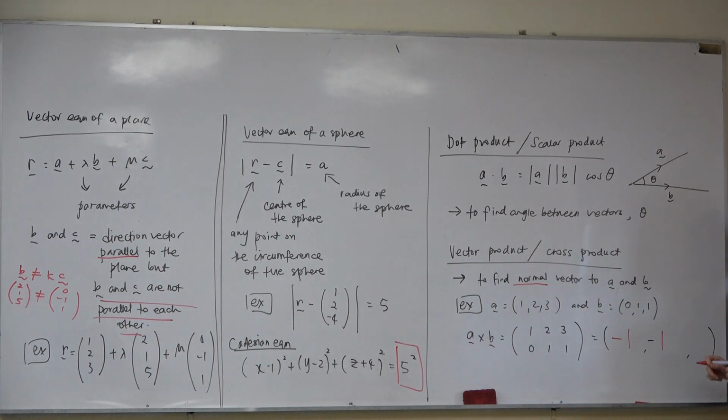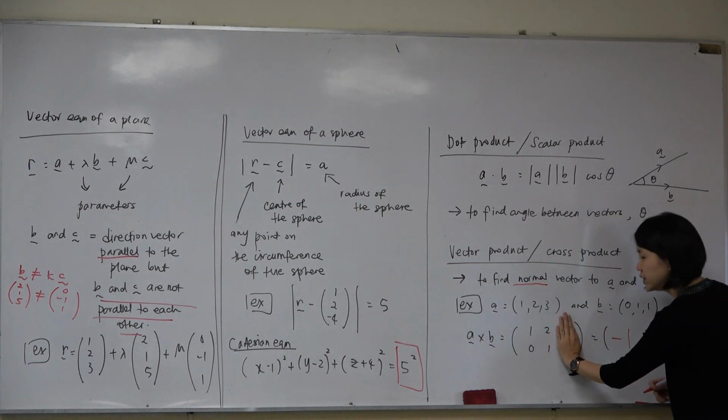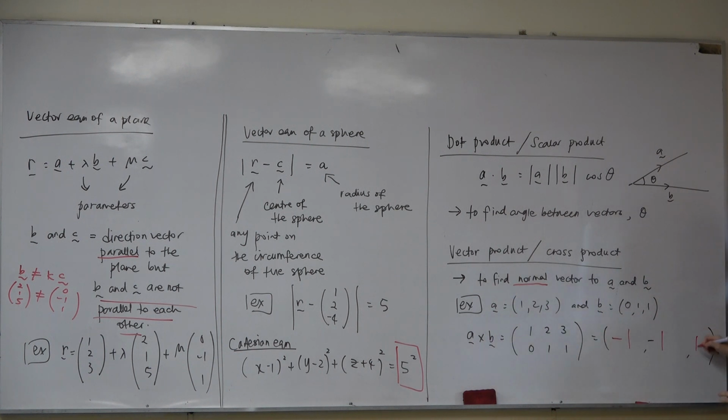And what about the third component? You cover in such a way, and that is when you perform 1 times 1 minus 0 times 2, and hence it is 1. So the normal vector that is perpendicular to both A and B would be negative 1, negative 1, and 1.